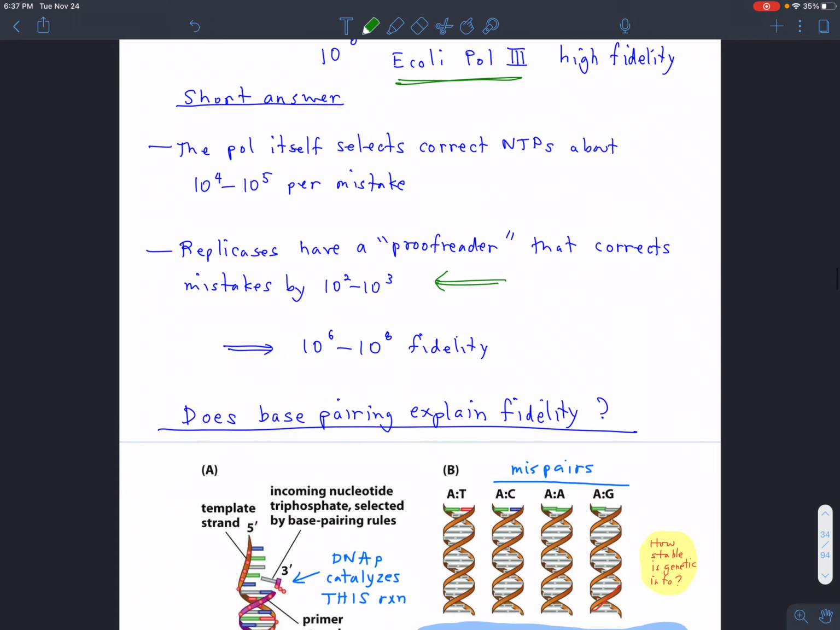And so overall, if you take the high ends here, 10 to the 5th and 1,000, then you get 10 to the 8th. One mistake in 10 to the 8th. And if you take the low end, 10 to the 4th and 10 to the 2nd, then you get at least 1 in a million error rate. In other words, when you've got a proofreader present, you are able to replicate millions of base pairs at the very least, and maybe hundreds of millions of base pairs without making any mistakes.